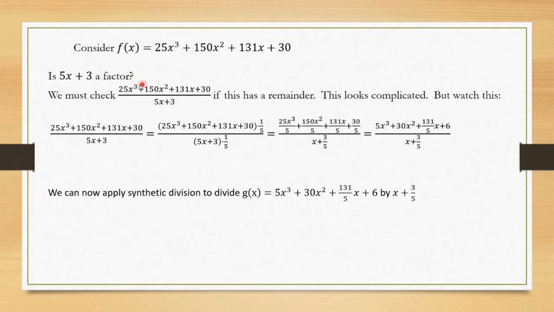Now, it looks kind of nasty, doesn't it? You might be thinking, well, we can't do synthetic division. But wait, yes, we can. Because of this. Notice if I take 5x plus 3 and multiply it by a fifth, I do the same thing to the top. You want to keep everything algebraically equivalent. If I do that, and then I distribute the 1/5, well, this 5x becomes x. This 3 becomes 3 over 5.